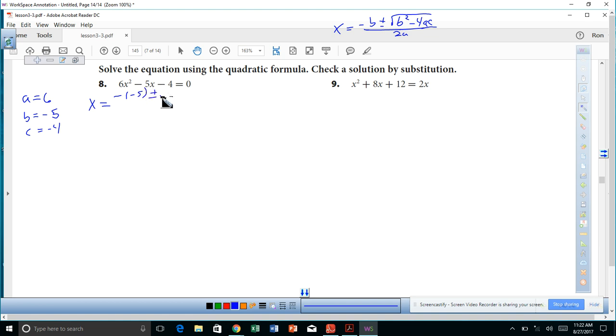So negative B would be negative negative 5, plus or minus the square root of negative 5 squared minus 4 times 6 times negative 4, all over 2 times 6. So X equals 5 plus or minus the square root of 25, minus negative 24 times 4, that's negative 96, so plus 96.